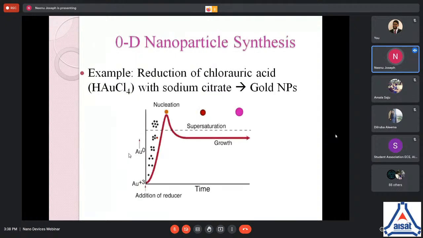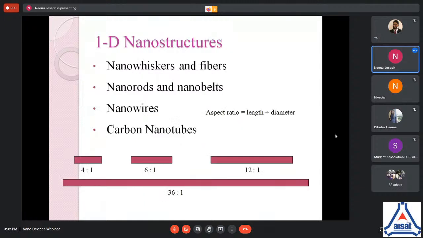Zero-dimensional particle synthesis, example method is given here. Reduction of acid HAuCl4 with sodium citrate, gold nanoparticle. And second one is one dimensional nanostructure, that is nanowires. Example: nanowhiskers and fibers, nanorods and nanobelts, nanowires, and carbon nanotubes.